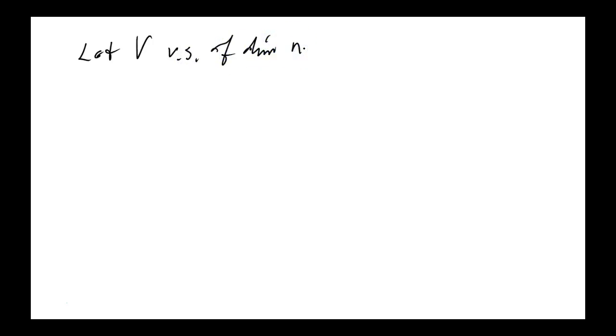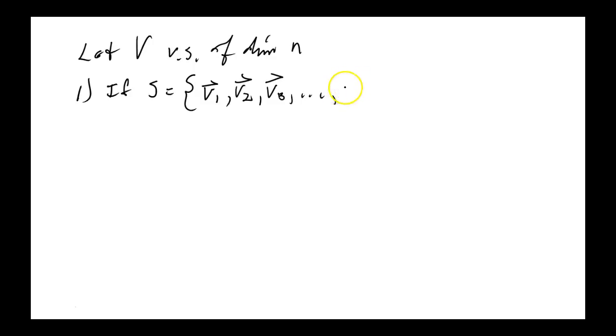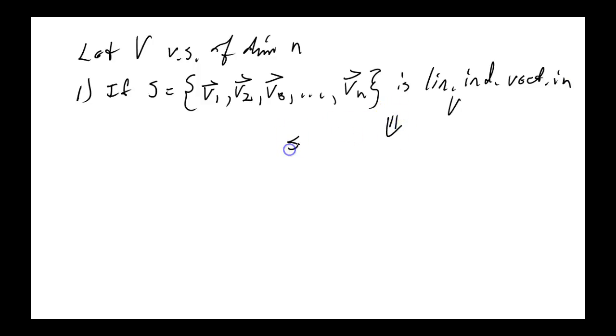If S is equal to the vectors V1, V2, V3, up to and including Vn, is a linearly independent set of vectors in V, then the conclusion of that is S is a basis for V.